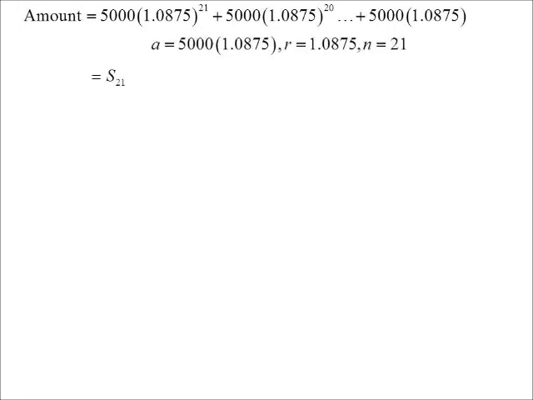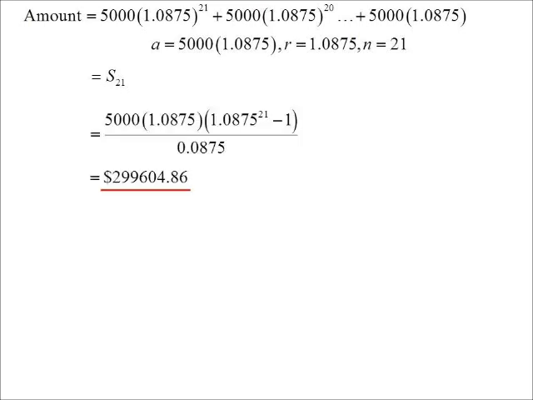Okay, well, A, the very first one, I'm sort of reading it backwards, so the lowest power first, but the very first term is 5,000 times 1.0875. The ratio is also 1.0875, and the number of terms are 21. So all we've got to do is put that in our sum to n formula. Going to be sum of 21 terms. So A, 5,000 times 1.0875, times R to the power of n, 21, minus 1 over 1 minus R, 0.0875. Punch the buttons in our calculator, very carefully of course.